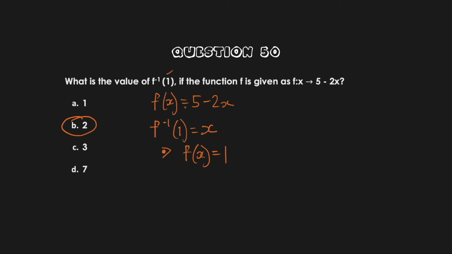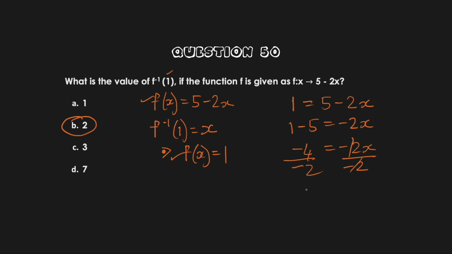So if we know that, we can just say, okay, if f(x) is equal to this and f(x) is equal to 1, we put the two equations together. So then we'll have 1 from this, which is f(x) is equal to 5 minus 2x. Now we try to get x by itself, bring the 5 over, 1 minus 5 equal to minus 2x. 1 minus 5 is minus 4, which is equal to minus 2x. Divide both sides by negative 2. Negative 4 divided by negative 2 is equal to 2. So x is equal to 2. So that's another way of working this out.